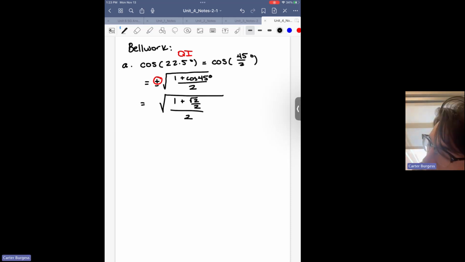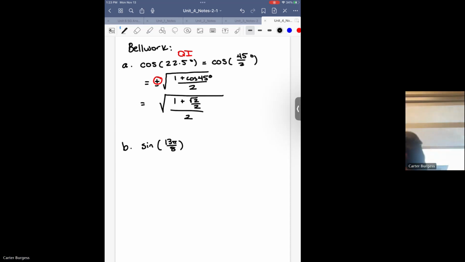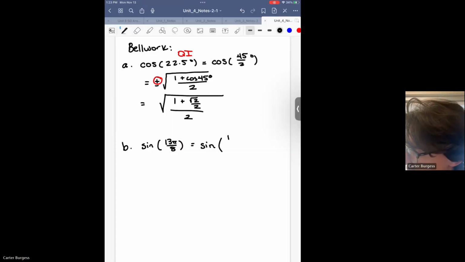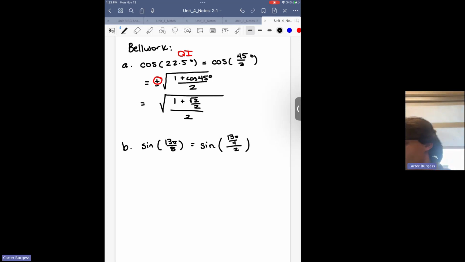All right, let's attempt something similar for B. This is sine of 13 pi over 8. How can I rewrite this in terms of maybe not necessarily an angle that I know, but an angle that I can certainly work with divided by 2? Sine of what? 13 pi over 4 over 2.